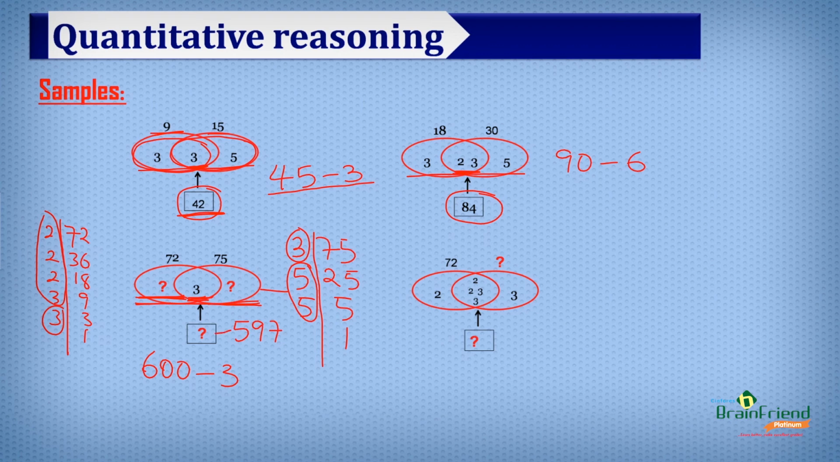For our last sample, we have 2 missing numbers. That is the value of this loop. How do we do that? We do that by simply multiplying all we have within the loop. And when we do that, we would have 108.